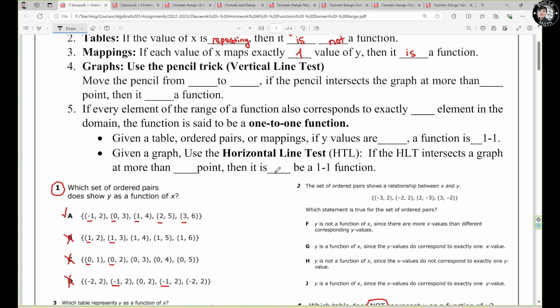And then we're going to move on to the last one, graphs. We're going to use the vertical line test. In other words, we're going to use the pencil trick. We're going to move the pencil from left to right.